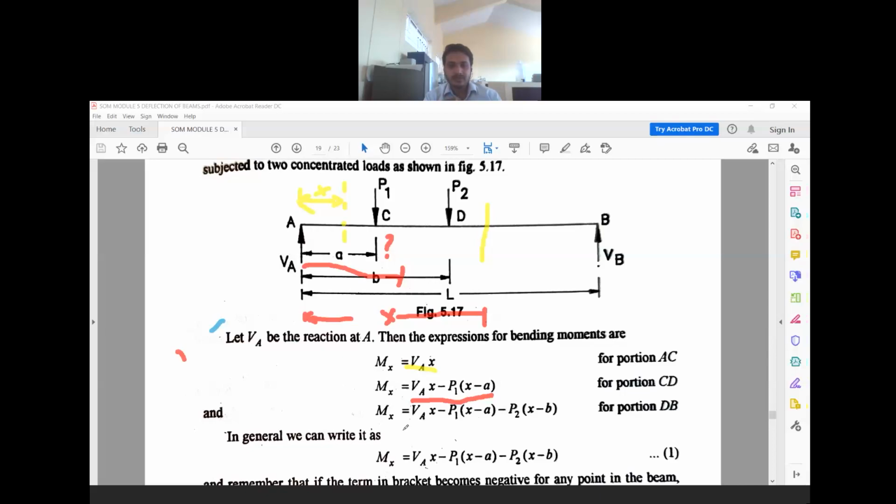So VA into x minus P1 into x minus a, this remains common, and then minus P2 into x minus b, because this point load is causing anti-clockwise rotation with respect to this section.